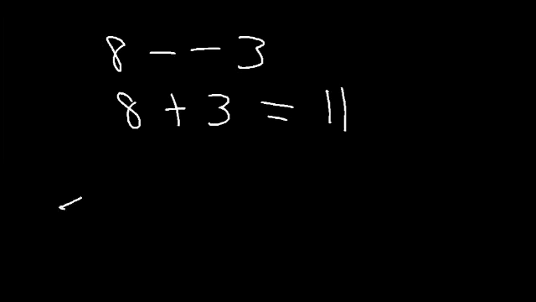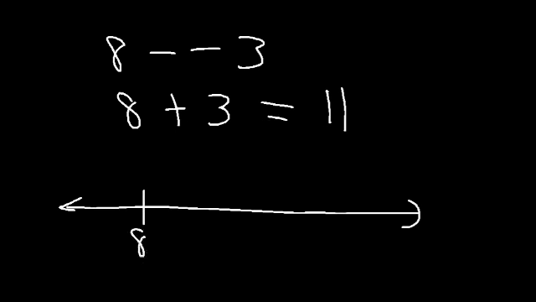So what about 8 minus negative 3? How would you do that one? We can change the two negative signs into a plus. So this is 8 plus 3, which we know is 11. If we start from 8 and go 3 units to the right, we would end at 11.